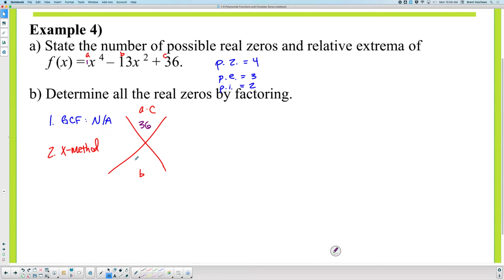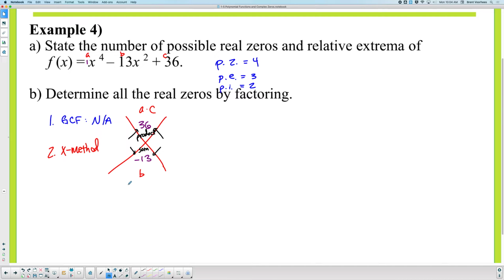And they need to have negative 13. Now, one more time as a reminder, what we're doing here is a product. And I do products first. And then down here, you're looking for a sum of negative 13. So what are the values that have a product of 36? What are the numbers that have a product of 36?